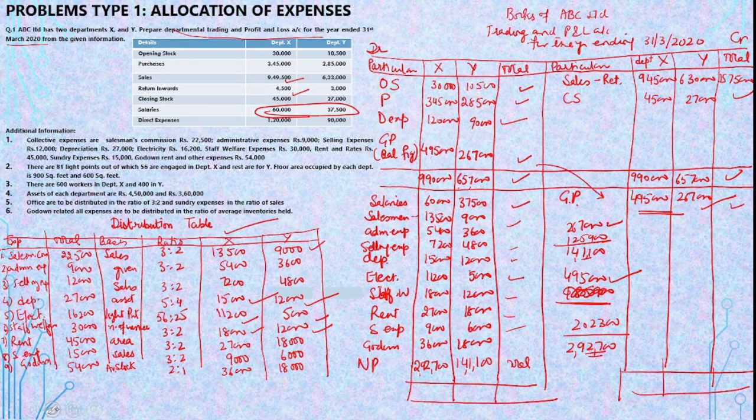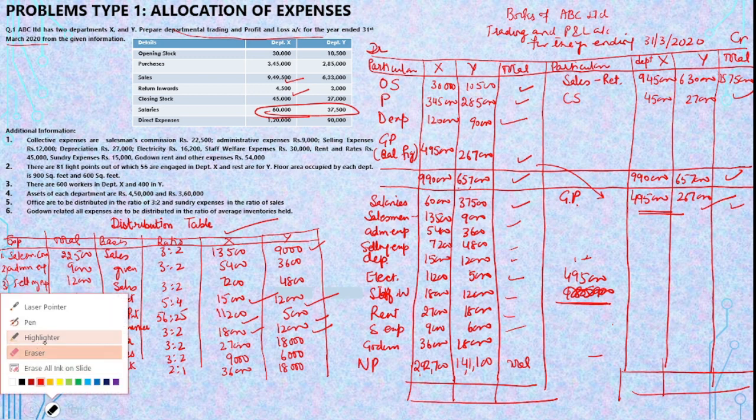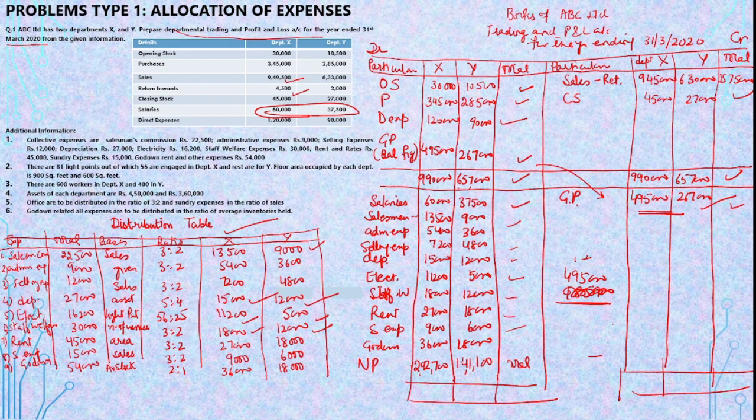So this is how we prepare trading and profit and loss account in columnar form for the individual departments, right? So I hope this preparation of departmental accounts is clear to you.